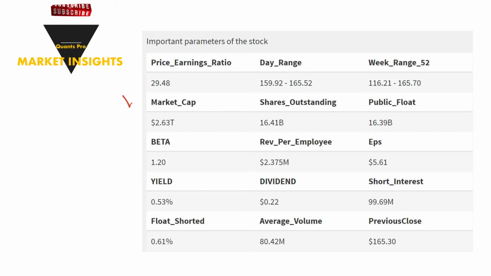The market capitalization value, which expresses the weight of the company's performance in the market, is $2.63 trillion. Public float value is also approximately 16.39 B. The stock of the company closed at 165.3 with an average volume of 80.42 M, while the stock oscillated in the range of 159.92 to 165.52 during the day. The 52-week movement range was 116.21 to 165.70. After talking about some descriptors for you, let's look at the return performance of the company.